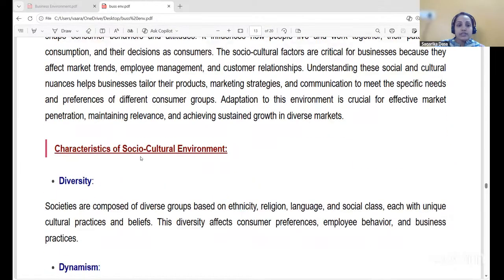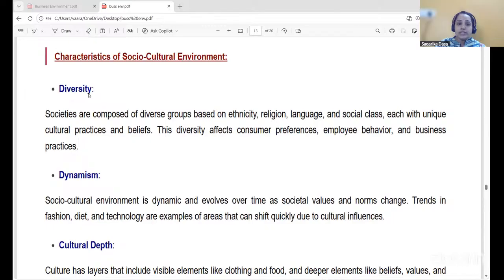When we see the characteristics of the socio-cultural environment, first, diversity. In India, we can see wide diversity of ethnicity, culture, religion, language, and social classes, like we have the caste system, each with unique cultural practices and beliefs. Then dynamism. The socio-cultural environment is very dynamic in nature. It keeps changing. The social values, the lifestyle of the public, and the trends of fashion, diet, and technology keep changing. Hence, it is dynamic in nature.